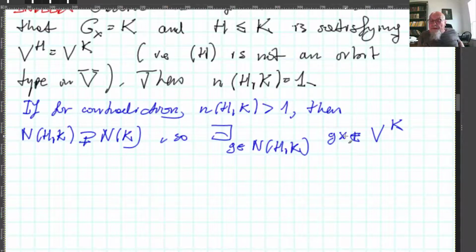Because we have the property that Gx belongs to VK, for this particular situation, if and only if G belongs to the normalizer. But we are taking that one, which is not in the normalizer. That means it's not in the normalizer of K, so it cannot belong to this particular space. But on the other hand, what does it mean? G belongs to the NHK.